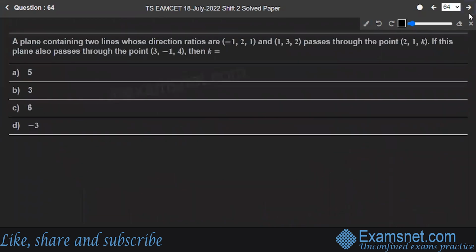Hope you got that. Next, question number 64. A plane containing two lines whose direction ratios are this and this passes through this point. If the plane also passes through (3, minus 1, 4), then k is equal to what?